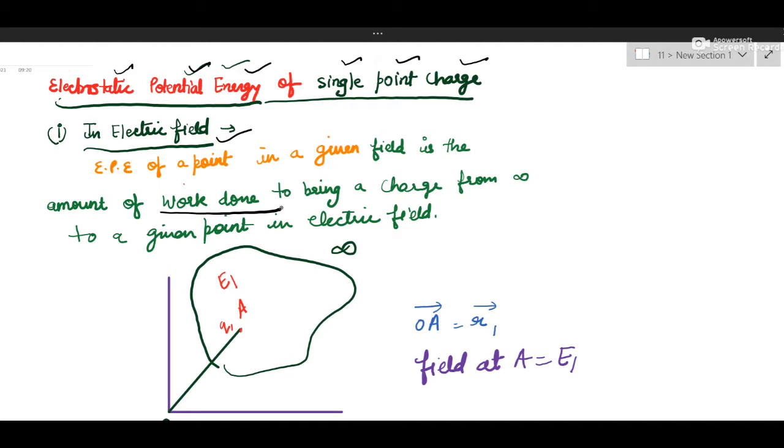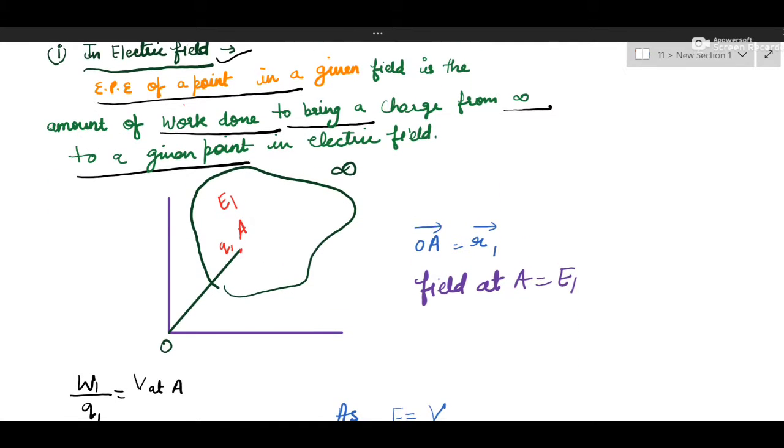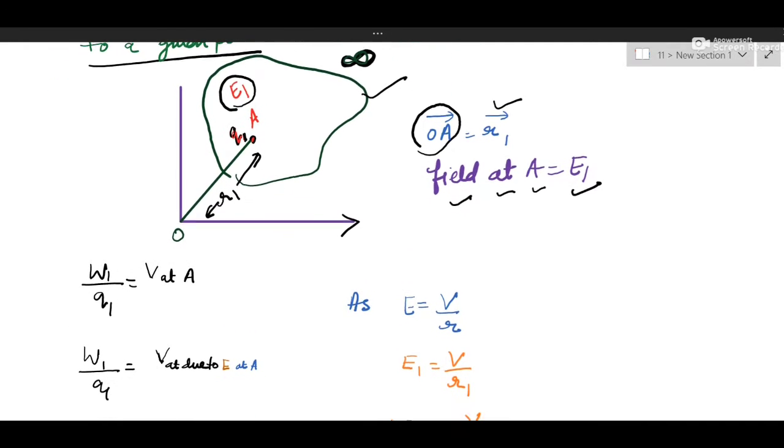How much work you do in bringing the charge from infinity to that point will be stored as electrostatic potential energy of that point charge. You can see in the diagram, this is the region of electric field and I have brought one charge, Q1, from infinity to point A. The value of the electric field at A is E1, and OA, the position vector of point A, is R1 vector. So now let us use the formula of potential.